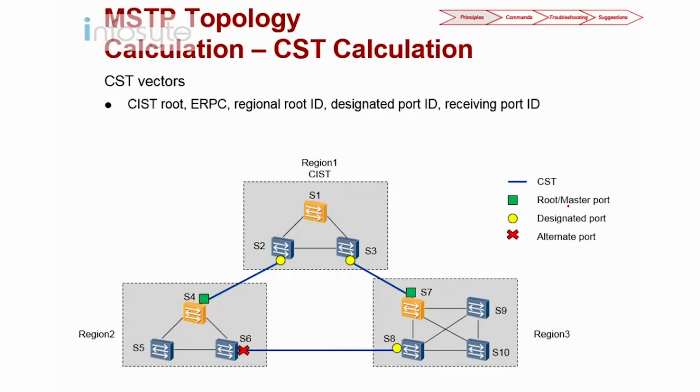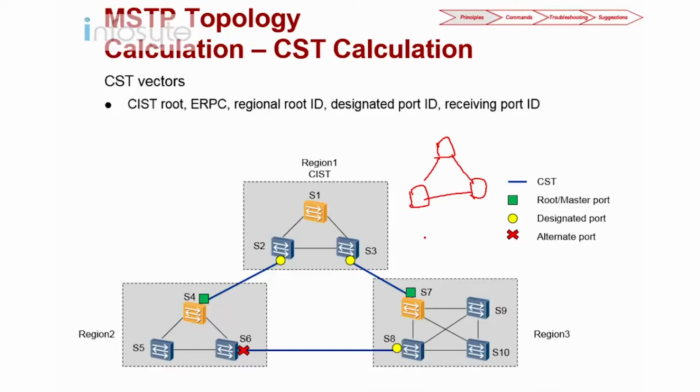Now you can see that there is also another port called the master port. The master port over here is because this is the shortest path for me to go to the root. And between 6 and 8, because region 3 has a better priority compared to region 2, the port on S6 here is blocked as an alternate. So as you can see, the selection of the root for the CST is no different from just 3 switches connected together.